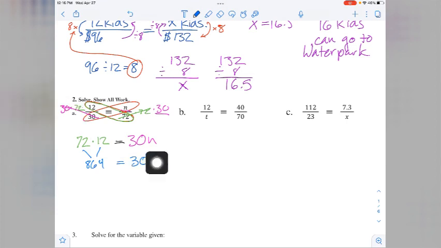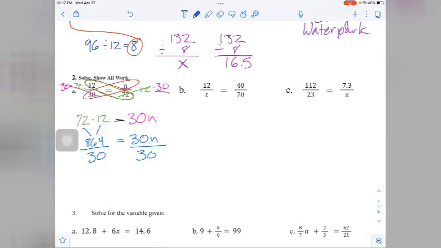And then if I want to get n by itself, I divide by 30 and I divide by 30, and we should come up with 28.8. So 30n divided by 30 is just 1n, and then 864 divided by 30 is 28.8. I do that on my calculator.